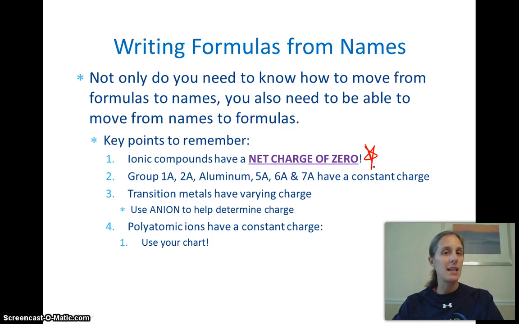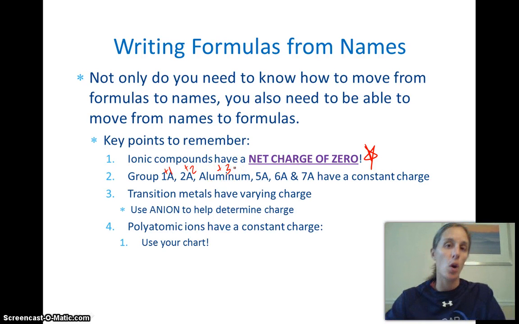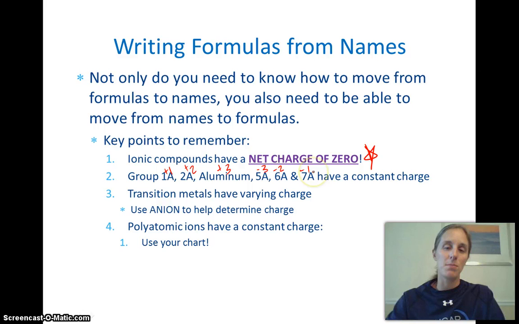When you're looking at the periodic table trying to figure out ionic charge, remember the metals coming from 1A, 2A, and aluminum always make the same positive charge. 1A is always plus 1, 2A is always plus 2, and aluminum is always plus 3. That's going to help you figure out the ionic compound. Your nonmetals in 5A, 6A, and 7A also make a constant charge. 5A is always minus 3, 6A is always minus 2, and 7A is always minus 1. And remember, those numbers come from the idea of trying to make the atom octet happy. So it's either going to lose or gain electrons based on how much it needs to become octet happy.